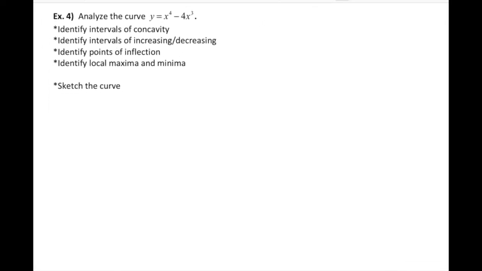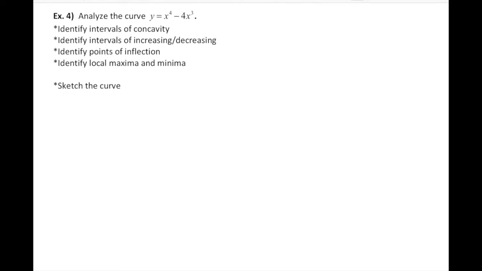So let's go on and analyze this curve, y equals x to the fourth minus 4x cubed. What I would like to do is identify intervals of increase or decrease. We're going to use that to identify maximum and minimum. We're going to take the second derivative to identify any potential points of inflection, and then identify intervals of concavity. And we're going to sketch the curve.